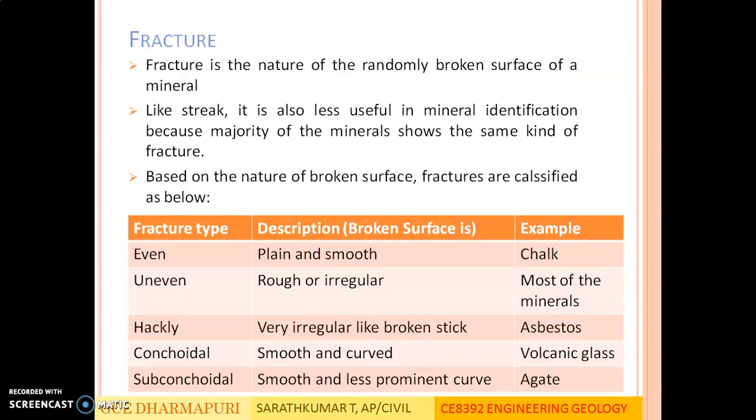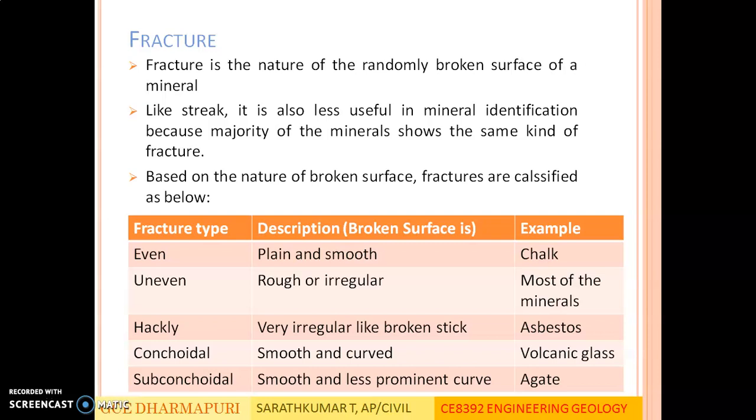So the next type is fracture. Fracture is the nature of the randomly broken surface of a mineral. So it is randomly broken. How randomly the surface of a mineral can be broken. Like streak, it is also less useful in mineral identification because the majority of minerals show the same kind of fracture. Based on the nature of the broken surface, fractures are classified as below.